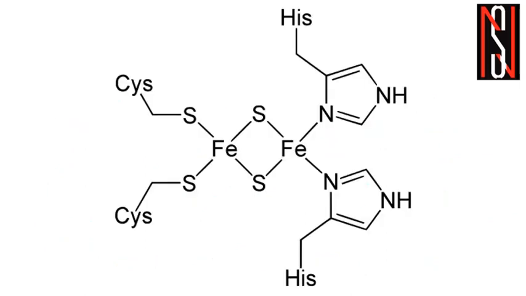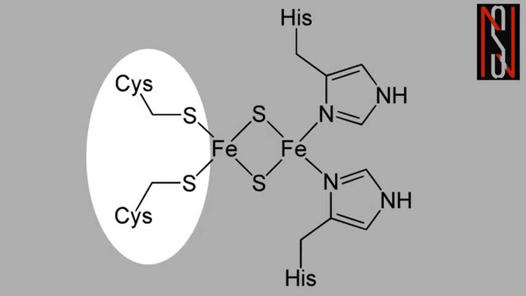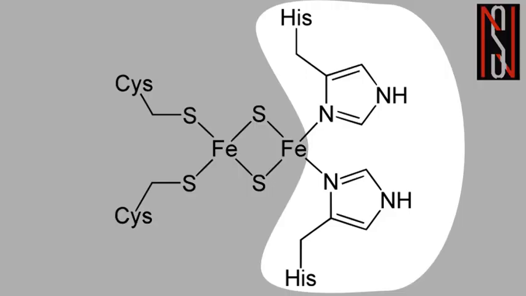Here it is, the general representation of a Rieske iron sulfur center. So there are two iron ions, then in the middle there are two inorganic sulfurs, or the labile sulfurs, and they are mainly bridging sulfurs. On the left hand side there are two cysteine sulfur sites, and on the right hand side two cysteine sulfurs are replaced by two N-imidazole histidine residues.